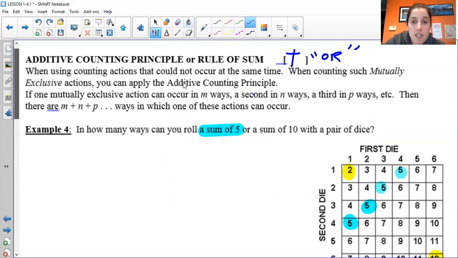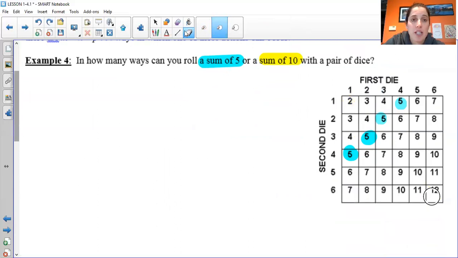Similarly for the sum of 10, oops, same color. A sum of 10, let's just get rid of the 2 and the 12, that has 3 choices. Can you ever roll a 5 simultaneously as a 10? I mean, there's no way. So these are mutually exclusive events. They can't occur at the same time.